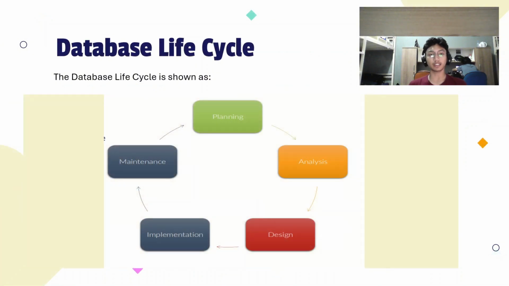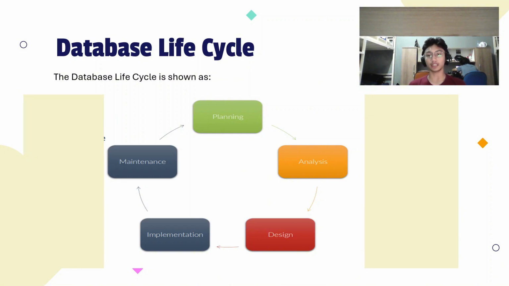The next one is the database lifecycle. The first one is planning. To explain it, it's like, what kind of database is suitable for the company that you're working for or the organization you're working with. It is really important to know what they want, and we need to plan perfectly about that.